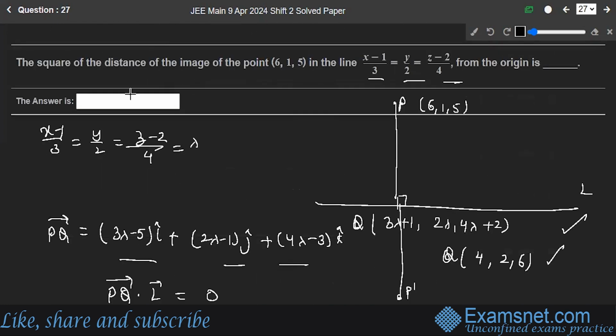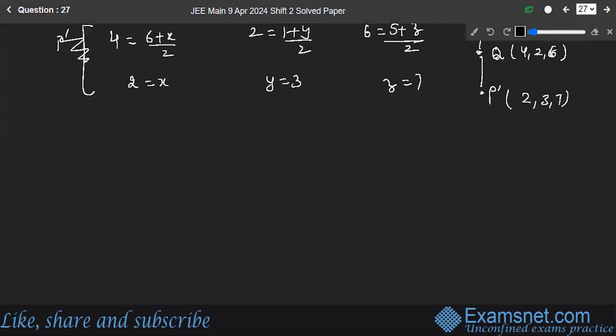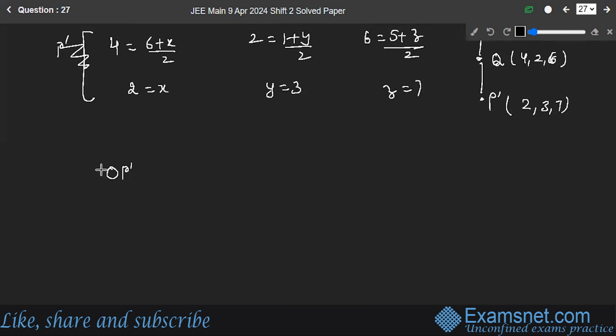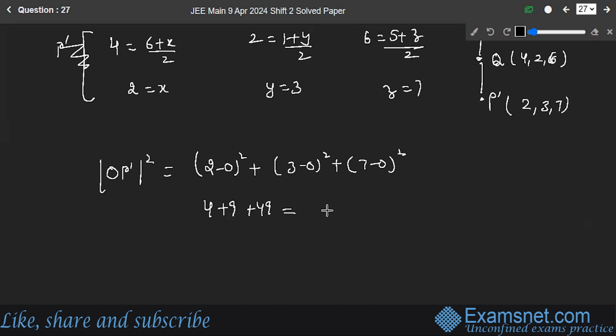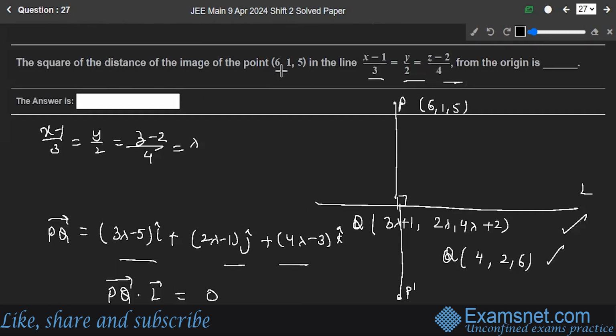Now what you have to find out in the question is the square of the distance of the image from the origin. Right, that is given by 2 minus 0 square, 3 minus 0 square, 7 minus 0 square, 4, 9 and 49. That is equal to 62. This is the answer to the question, 62. Hope you got that. Let's move to the next question.